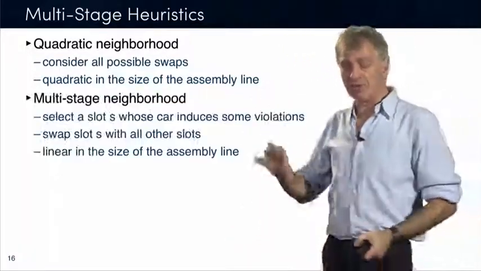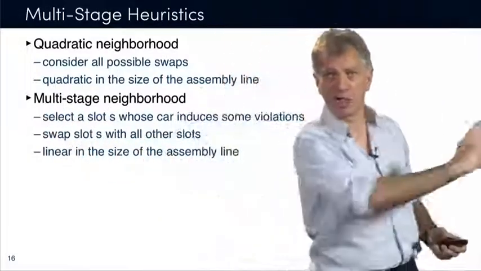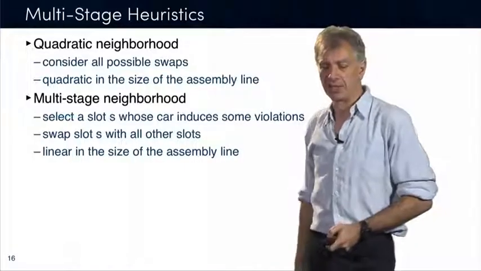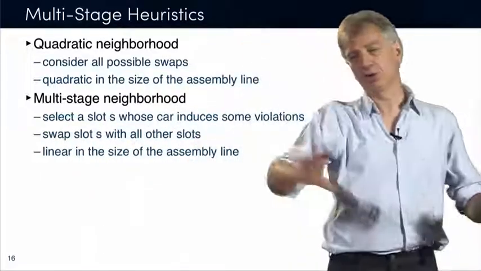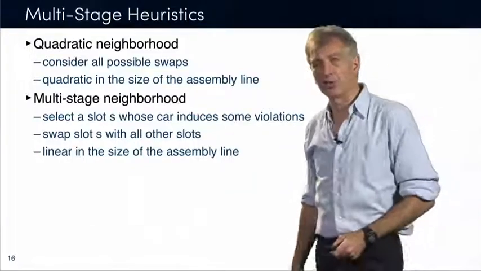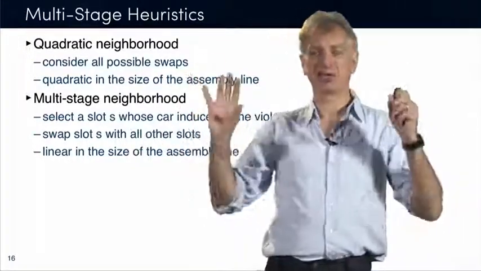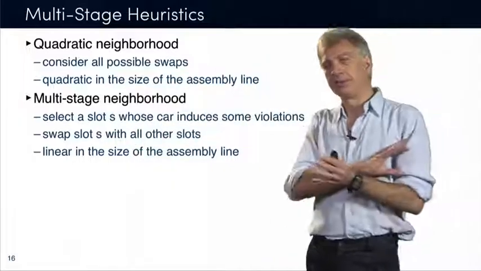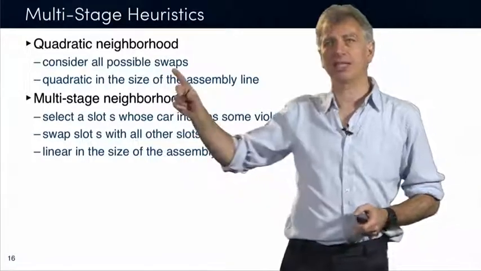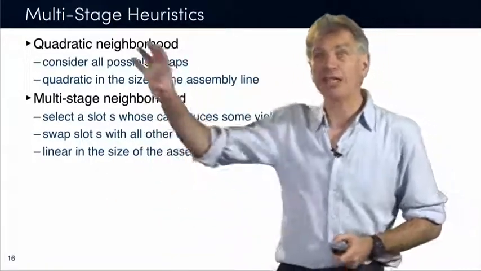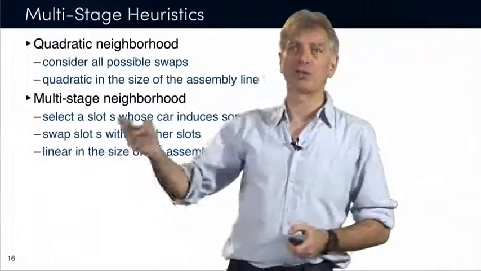Okay, so a multi-stage neighborhood would just say, I'm going to select one car. Okay, so it's kind of a linear scan of your assembly line. And then you're going to see, which other cars can I swap it with? Another linear scan of the neighborhood, and that's essentially a much smaller neighborhood, right? It's like at most 600 operations that you need to do. So it's linear in the size of the assembly line. So once again, you have this trade-off here. I can get the best move, or I can get a very good move, but much faster. Which one is the best?